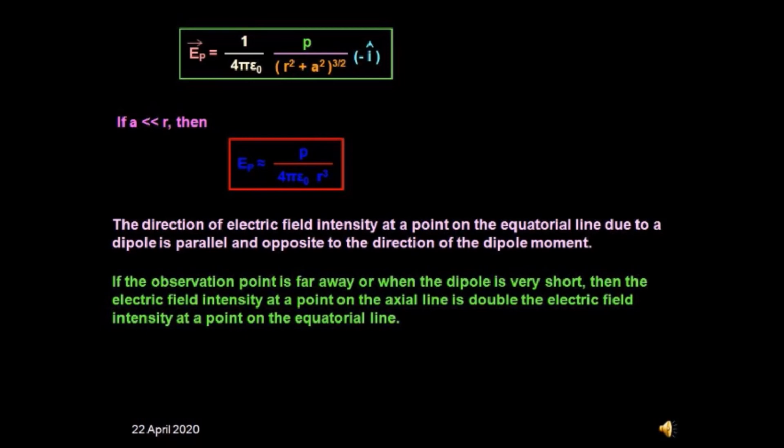And if you recall the formula for the axial electric field, it was twice Kp upon R cube, and this equatorial electric field formula is Kp upon R cube. So for small dipoles, the axial field is twice the equatorial field.